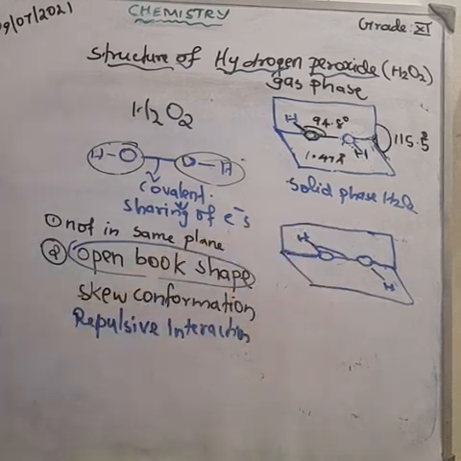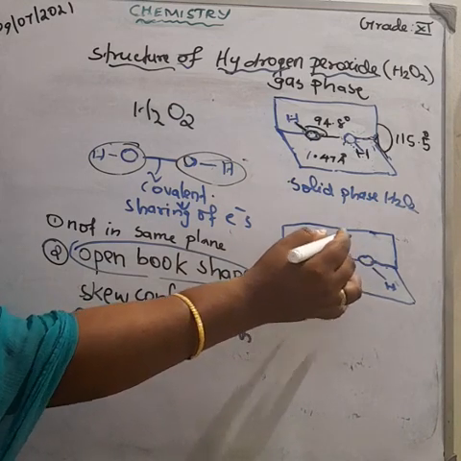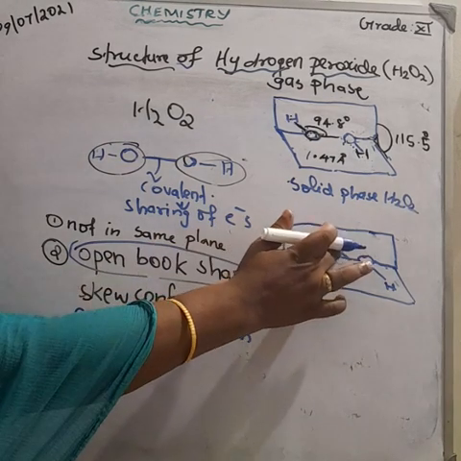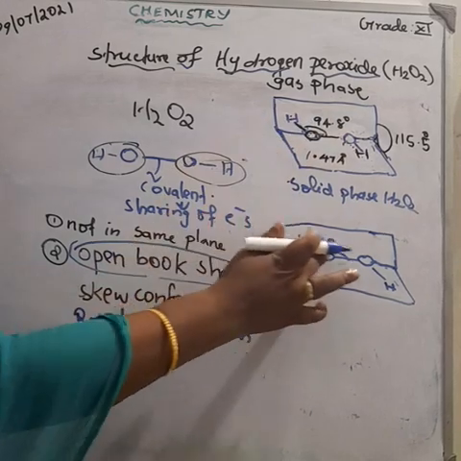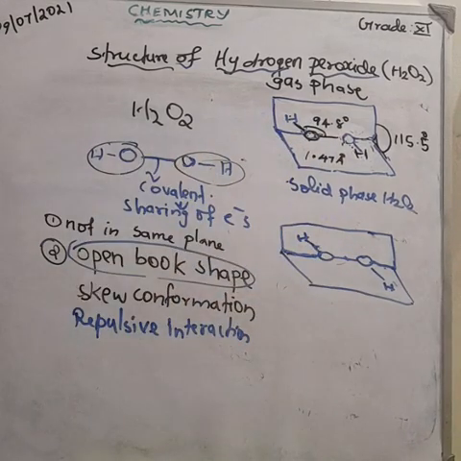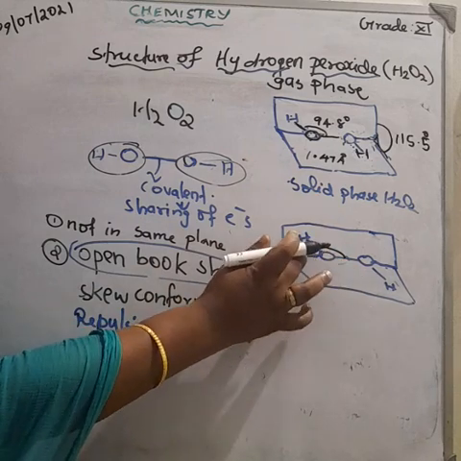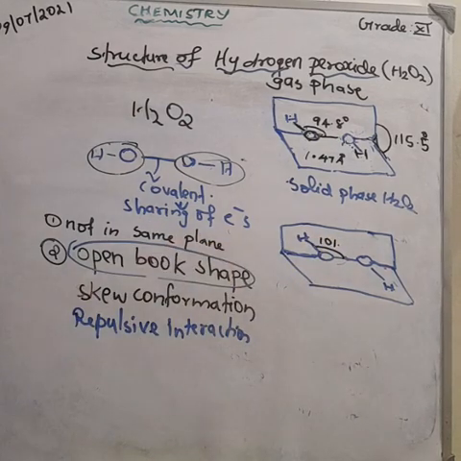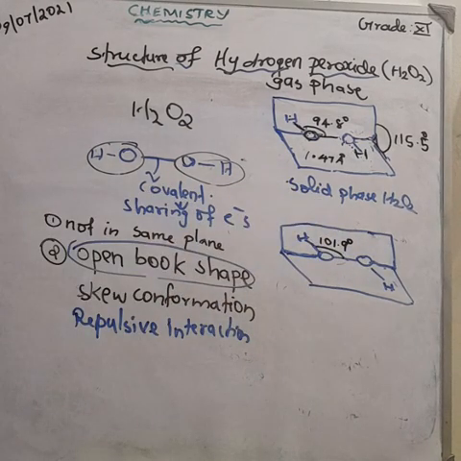The HOO bond angle, which in the liquid or gas phase is 94.8 degrees, expands in solid phase because of hydrogen bonding to 101.9 degrees. Understood? The bond angle differs here.